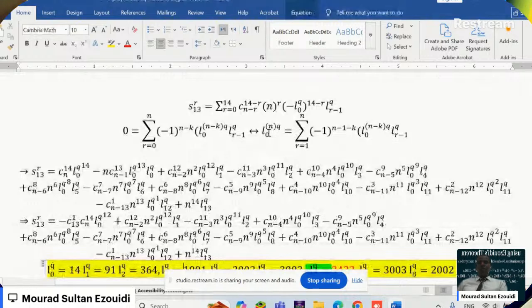This is S13, equal to the combination n choose 14 times L0 to the power 14 minus the combination n minus 1 choose 13 times L0 to the power 13 times L0 to the power 1. This is 14, common factor. The difference between this and that will give you negative combination 13 choose 1 times combination 14 choose n, n choose 14. After that, n is equal to 14. 14 choose 14 is 1. 13 choose 13 is 1, and so on, because it will be cancelled here.